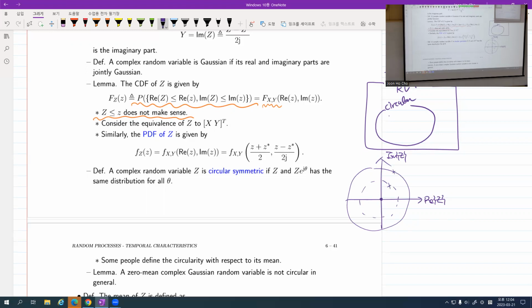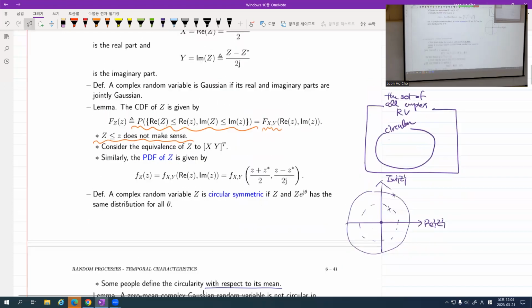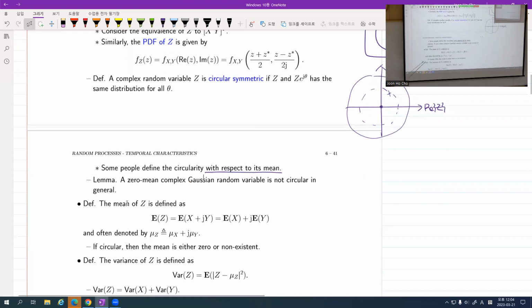However, some people love circularity with respect to the mean. By the way, we haven't defined the mean of a complex random variable, but it's very simple to define. Because we want to keep the expectation operation as a linear operator, the mean of a complex random variable is the mean of the real part plus j times the mean of the imaginary part.